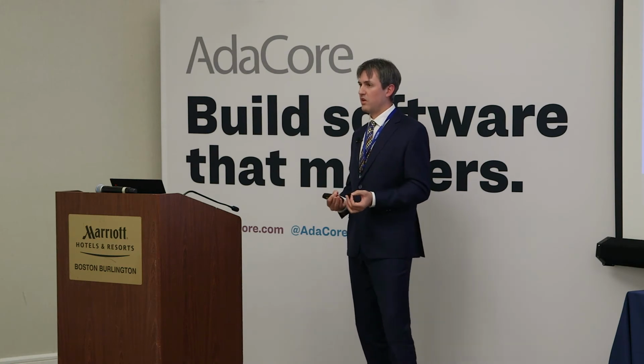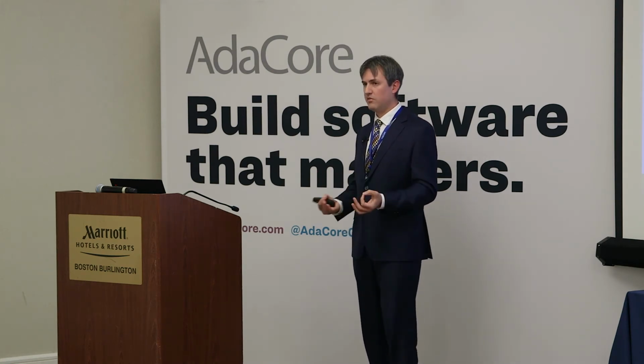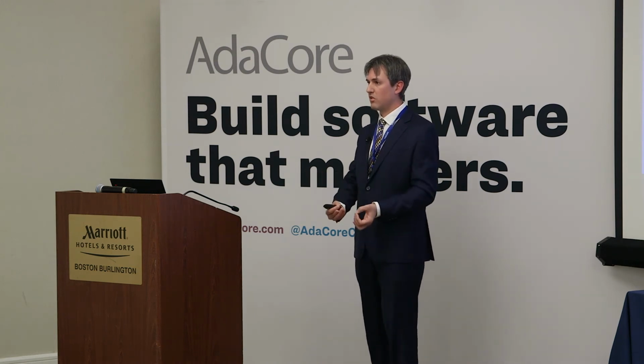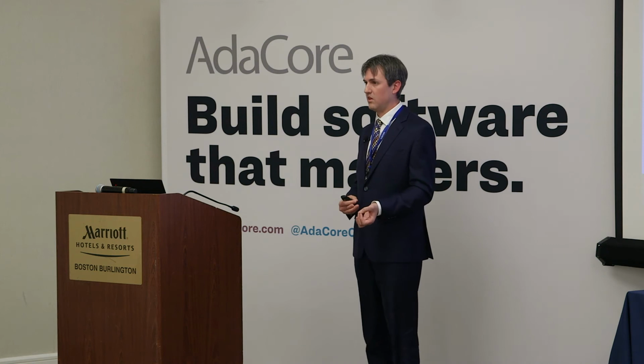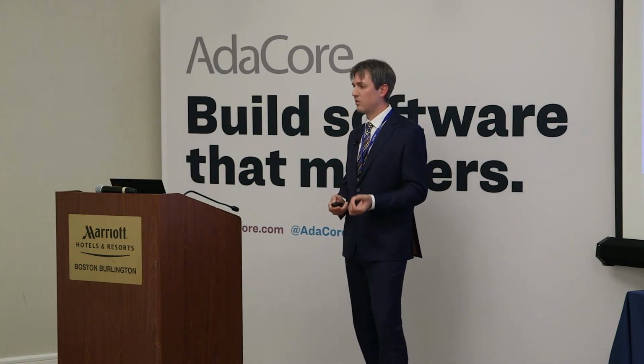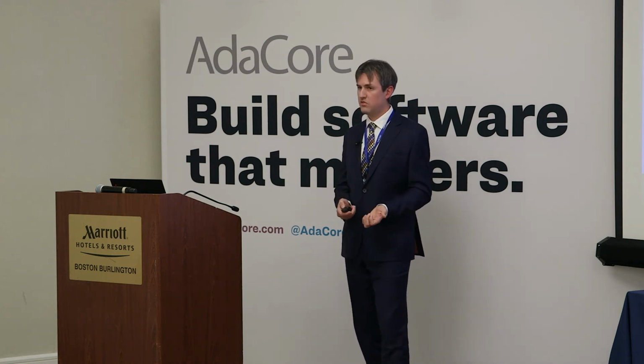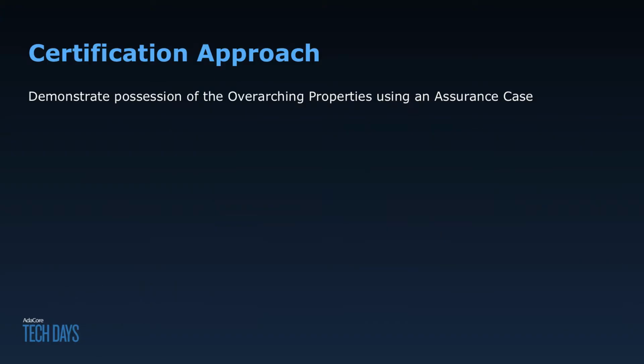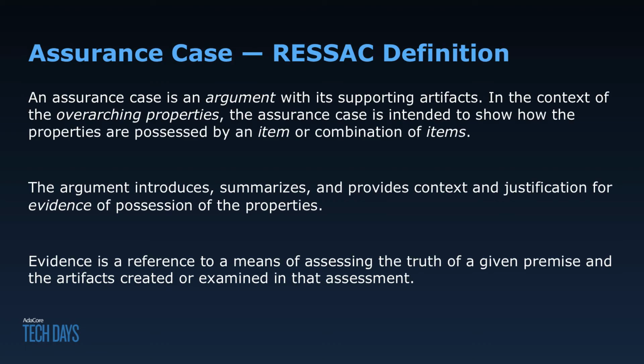And what they discovered was they'd effectively recreated the inflexible standards-based approach that they were trying to get away from by posing these criteria as objectives that needed to be satisfied. And so instead, what RESSAC suggested is that we demonstrate possession of the overarching properties by constructing an assurance case. So the certification approach is to demonstrate possession of these properties using an assurance case. And RESSAC defined an assurance case like this. An assurance case is an argument with its supporting artifacts.